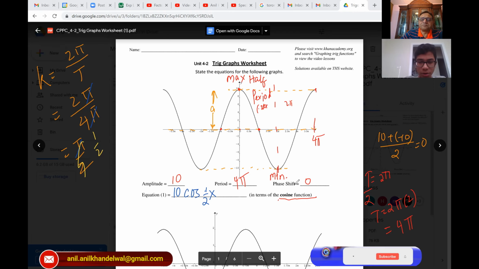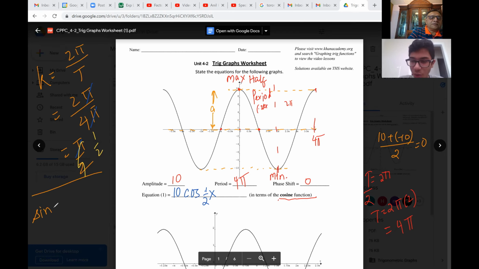I also wrote this in terms of sine just for fun. For sine I just got y is equal to 10 sine times 1/2 x minus pi over, no, sorry, plus pi over 2. Yeah, plus pi over 2.